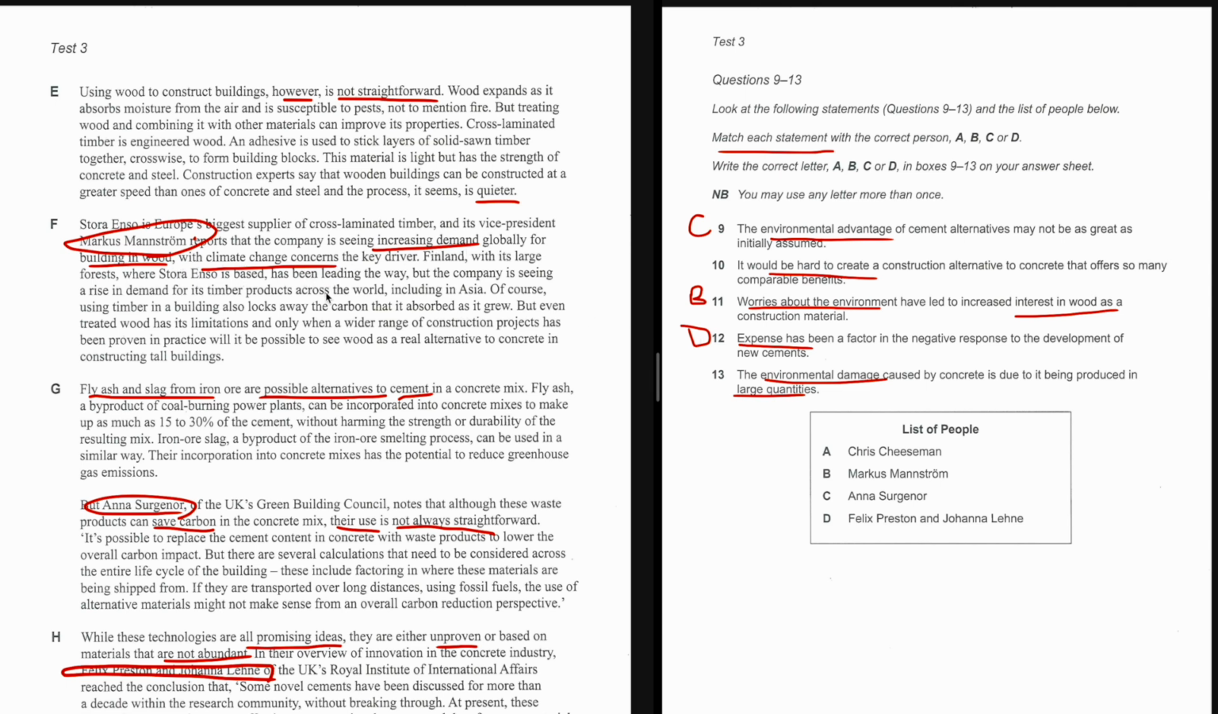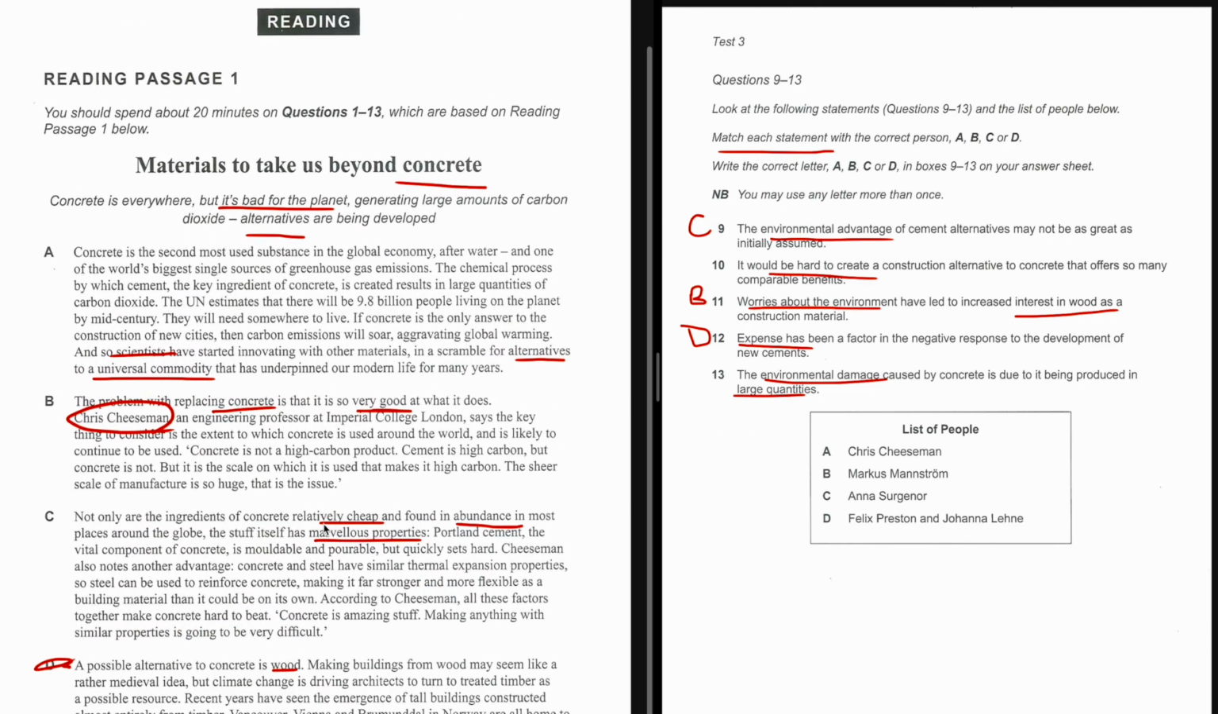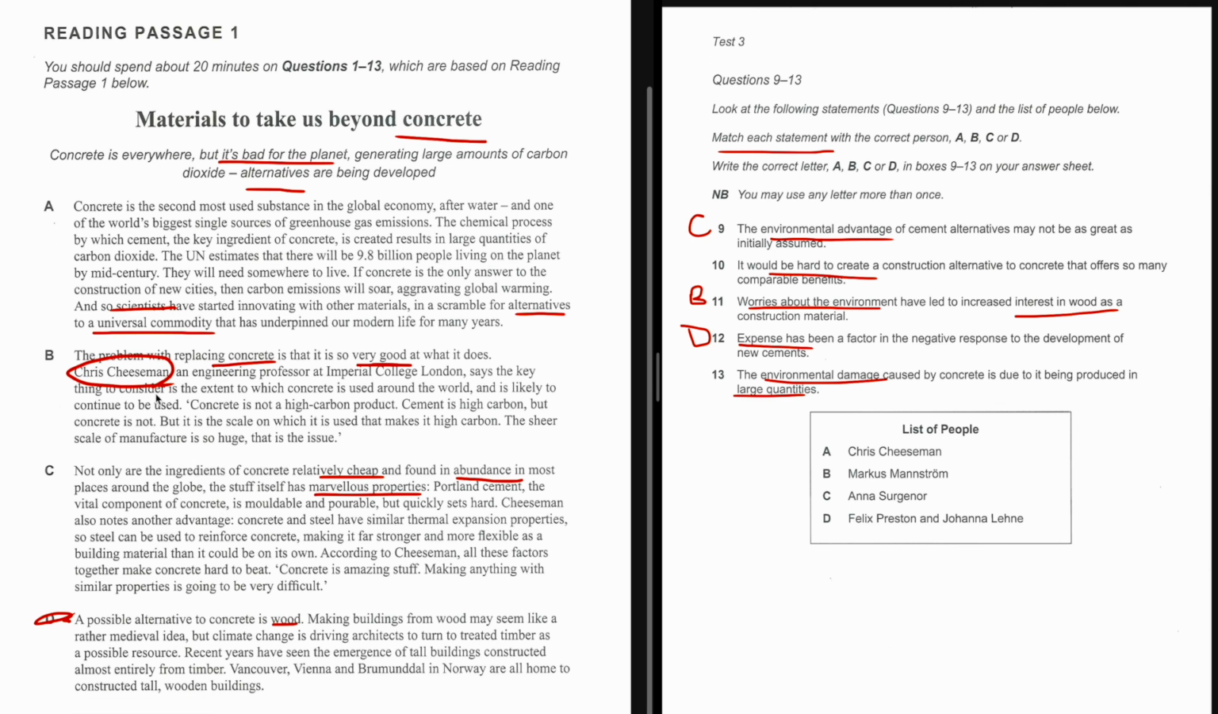Well, let's check Chris, and then if one of them is still left, then we will read the other names again. But for now, let's go to Chris and find the obvious answers first. And so the key thing to consider is the extent to which concrete is used around the world. Concrete is not a high carbon product. Cement is high carbon, but concrete is not.